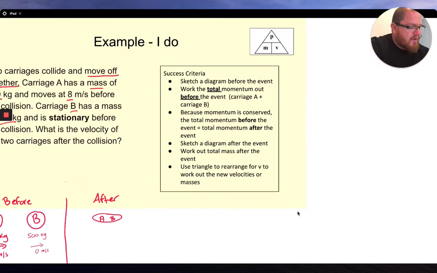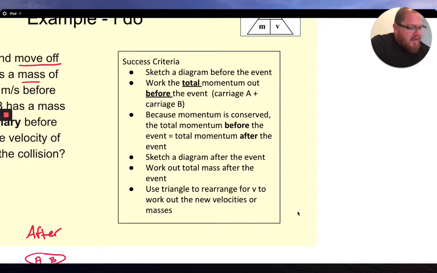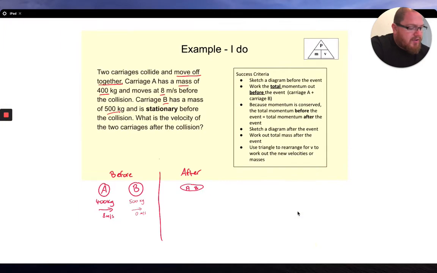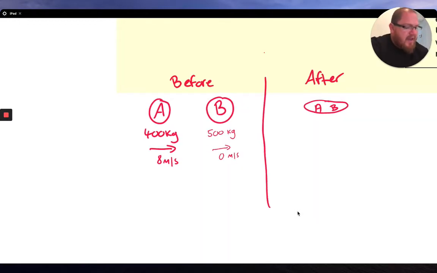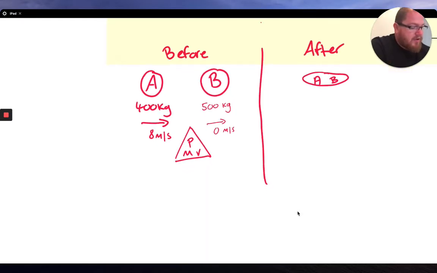Let's do the success criteria. So work out the total momentum for the event for carriage A and carriage B. The first thing we're going to do on this side, before the event, I don't want to deal with after the event for a minute. I'm going to work out the momentum for each. And I can do that because I've got a mass and I've got a velocity. And if we use the triangle, P M V, or you can look in the front of your books, your exam, it'll be P equals M times V. I'm going to do this for each one now.